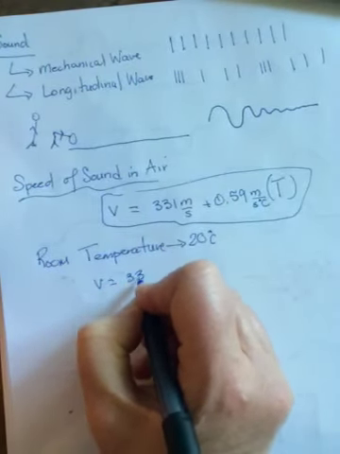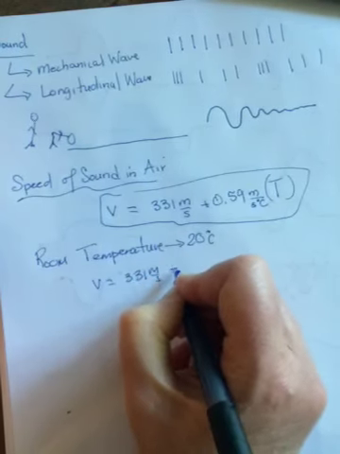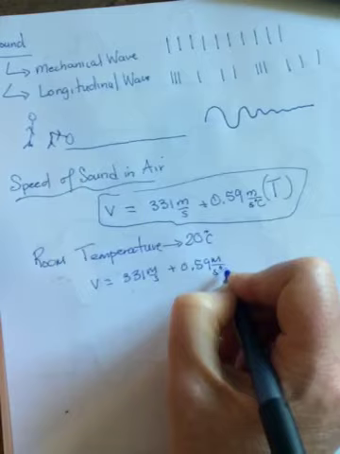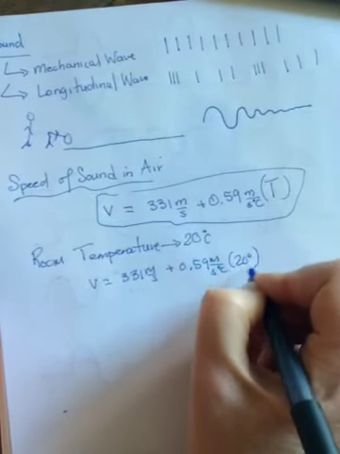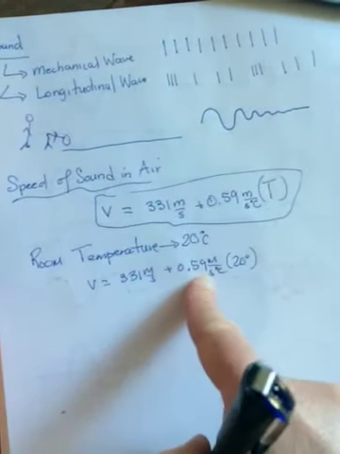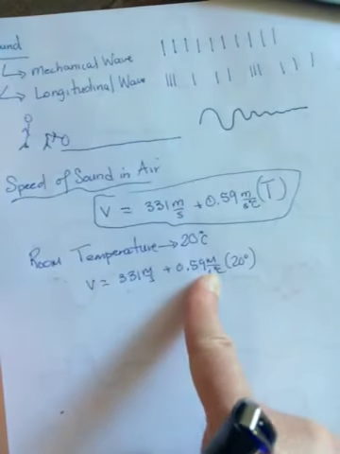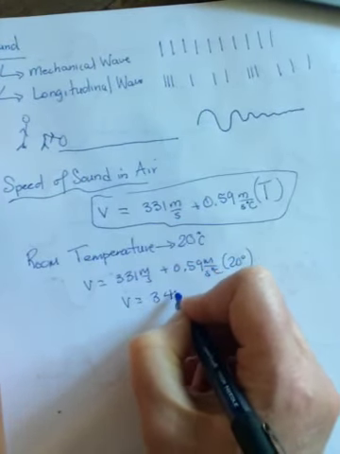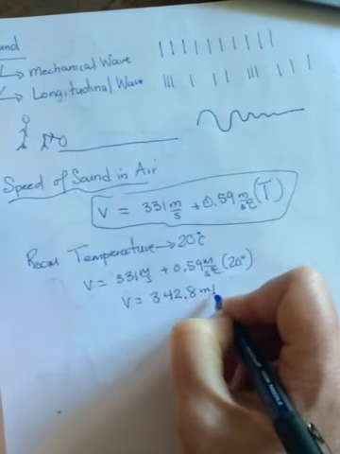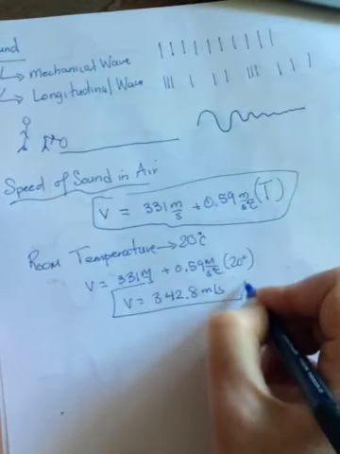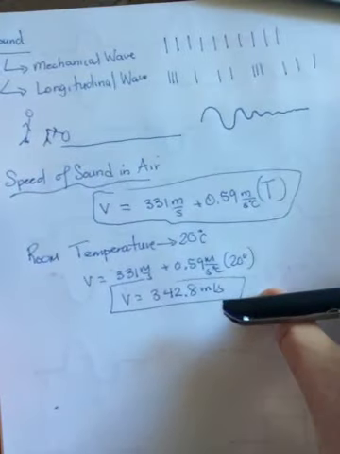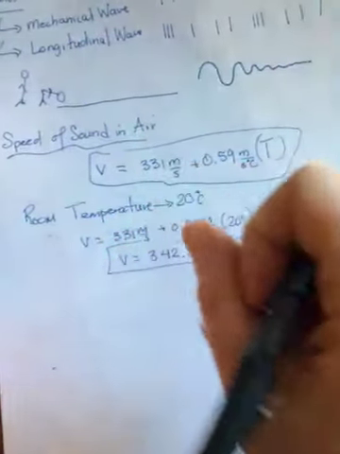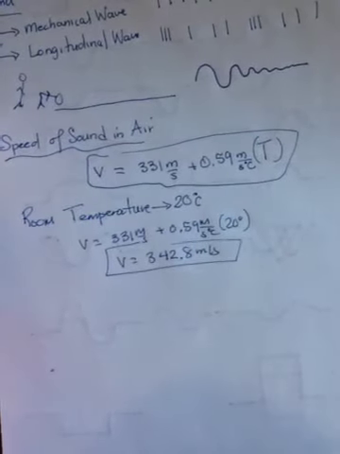It'll be 331 meters per second plus 0.59 meters per second per degree Celsius times 20. So times 10 would be 5.9, so times 20 is 11.8. So this is going to be equal to 342.8 meters per second. Okay, so it's just going to be that easy. This evening or today you will have some practice questions with this equation.